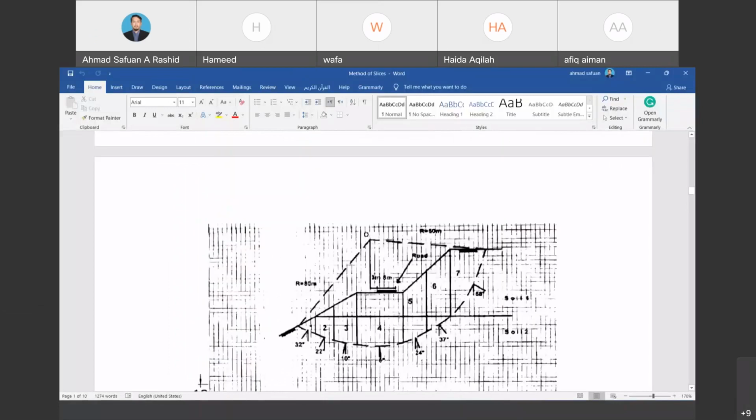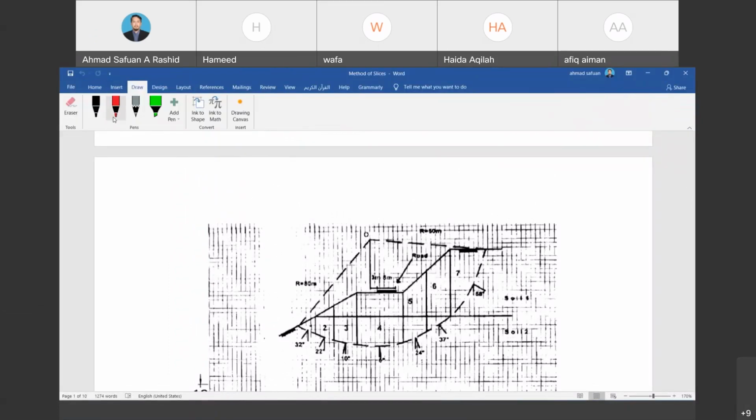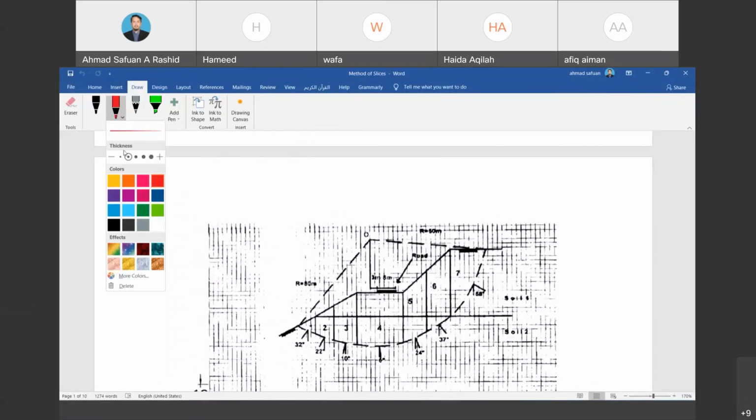So the advantage of drawing or putting the solutions or the problems on the grid paper is that it will make it easy for you to determine the length or the width.